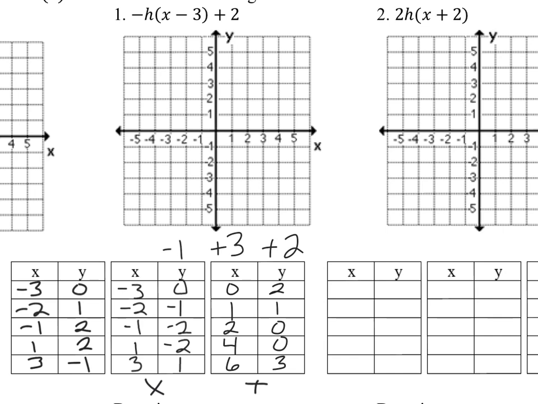Now, what I'm going to do is take this last table and actually plot these points. So I'm going to go to 0, 2, that's going to be right about here. Then I'm going to do the next point, 1, 1. And then I'm going to have 2, 0.